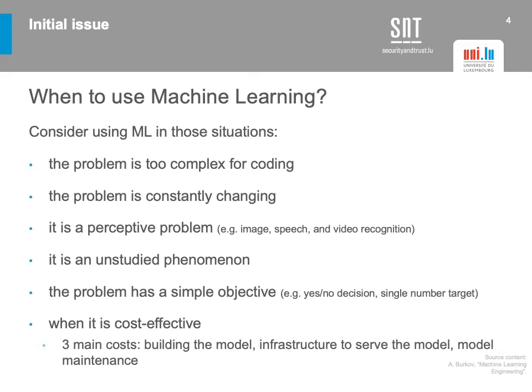When to use machine learning? I'm quoting the book that I already told you about. So you can consider using machine learning in the following situations. So if your problem is too complex for coding, so it means that you cannot really do some traditional software development to solve a problem.